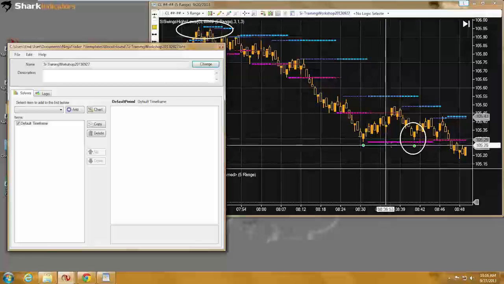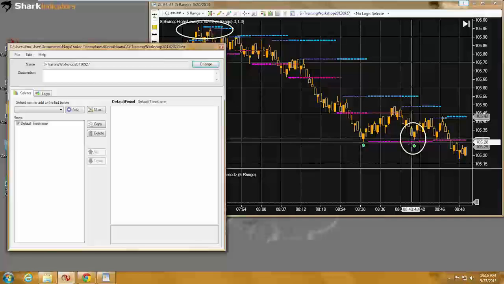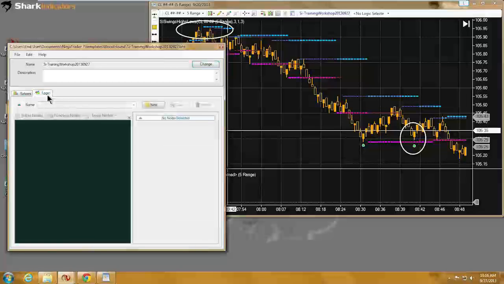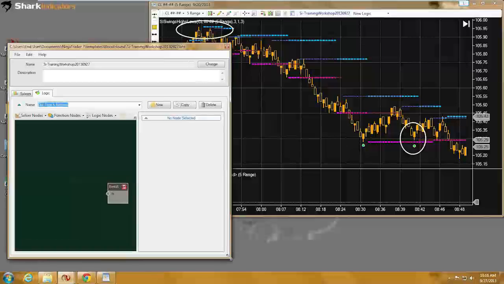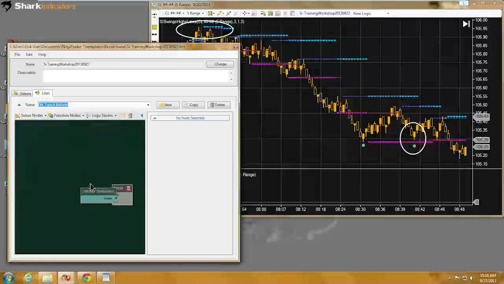So when we're looking for price or one indicator being in close proximity to another indicator, we're doing a comparison there. So let's see, I'm just going to jump onto a logic board here, and let's give this a name. All right, so double tops and bottoms. And I'm going to start with my comparison solver.